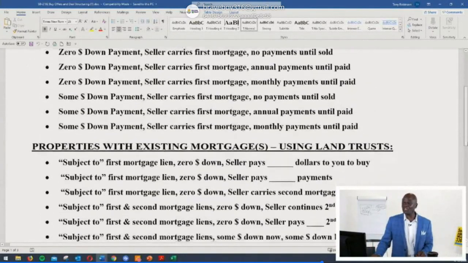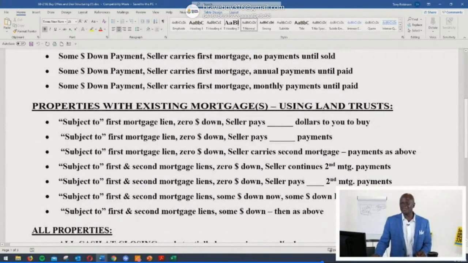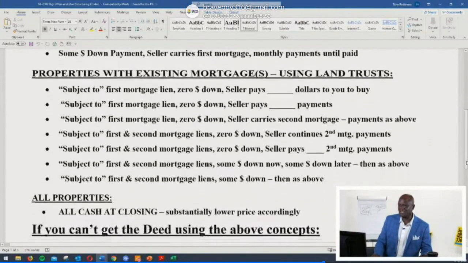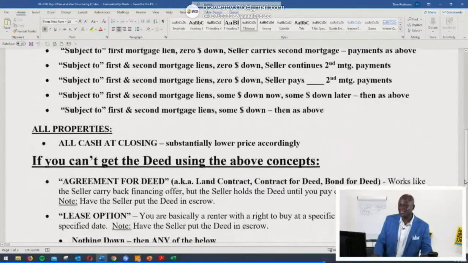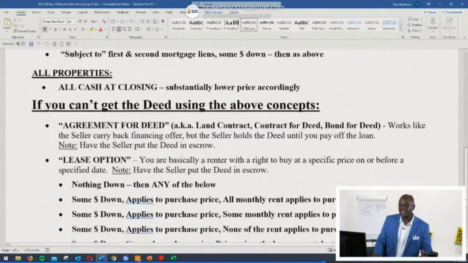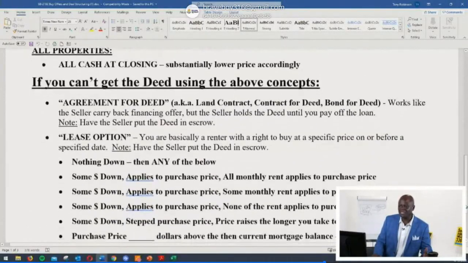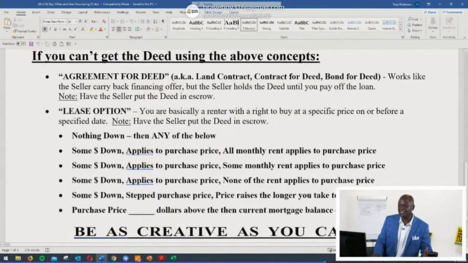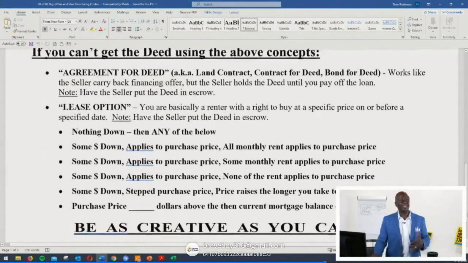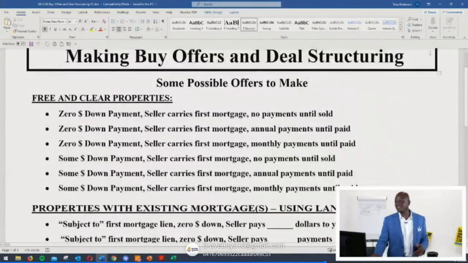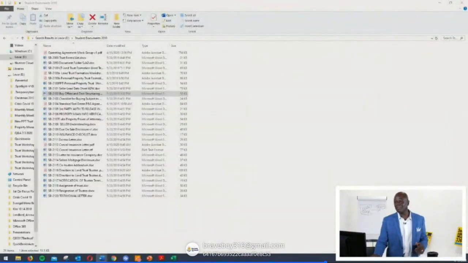Properties with existing mortgages using a land trust, so it tells you might take the property subject to, and the seller pays you some money to buy, all right? And it tells you you might take the property subject to with a first and second mortgage. So it just gives you certain variables there to help you wrap your head around a transaction so you're actually able to execute it. Talks about giving all cash at closing, doing something on an agreement for deed or contract for deed, and you're going to be as creative as you can when you're doing your transactions, trying to come up with something creatively.